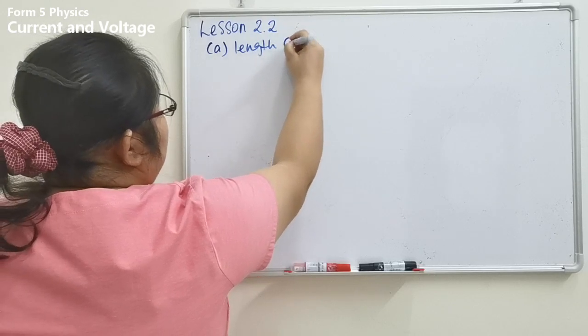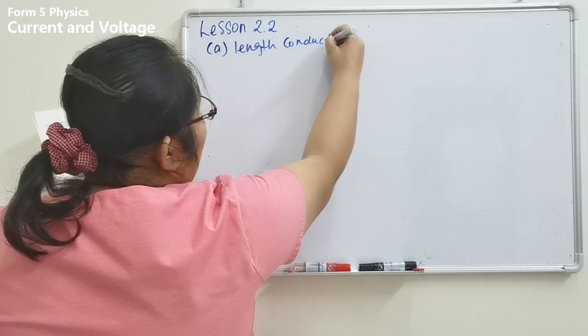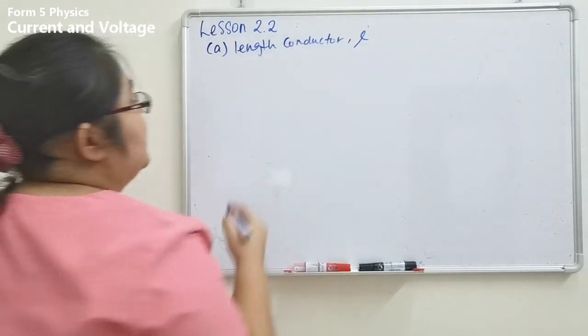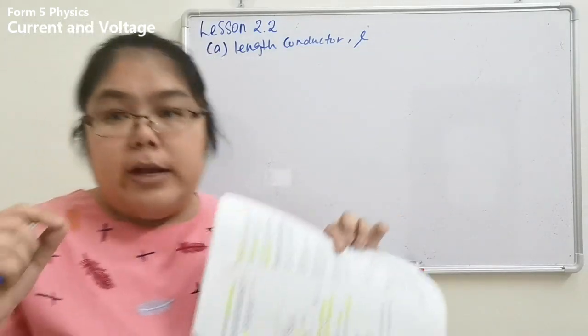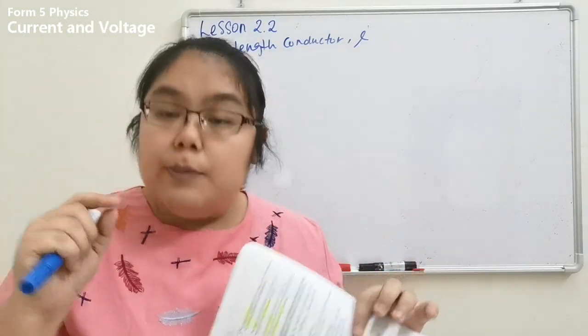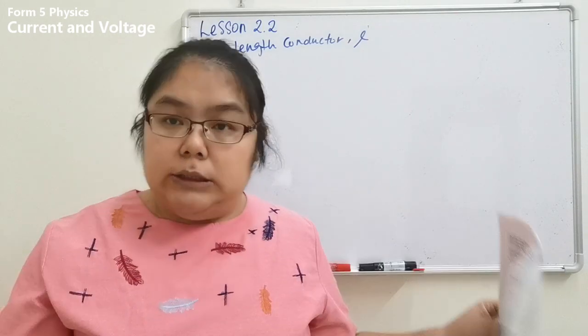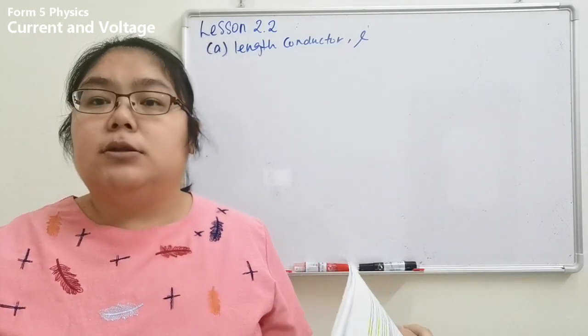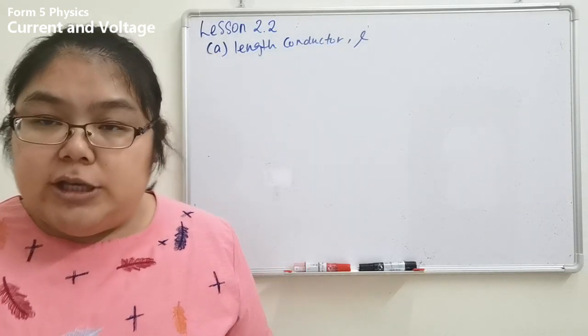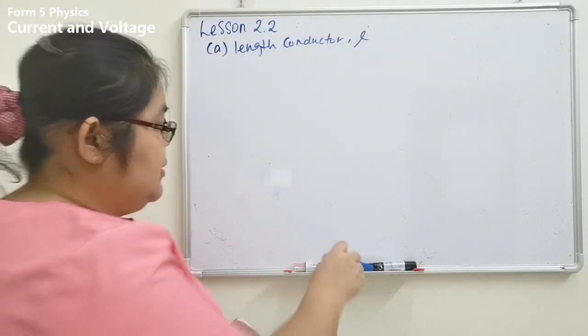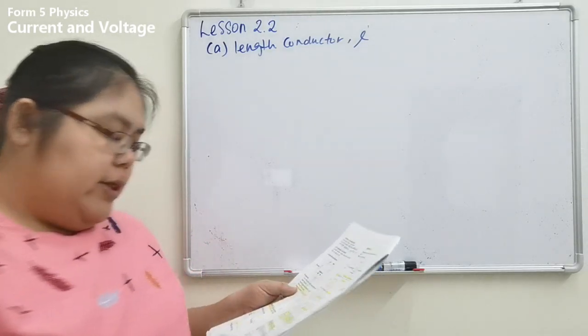Okay, conductor, that means the wire, how long? This one is the length. So that means the copper wire, I know the resistance should be constant. But the problem is, if you take it longer, the resistance will be affected. That means if the size of the wire changes, the resistance will change. So from here, we're going to see the explanation.